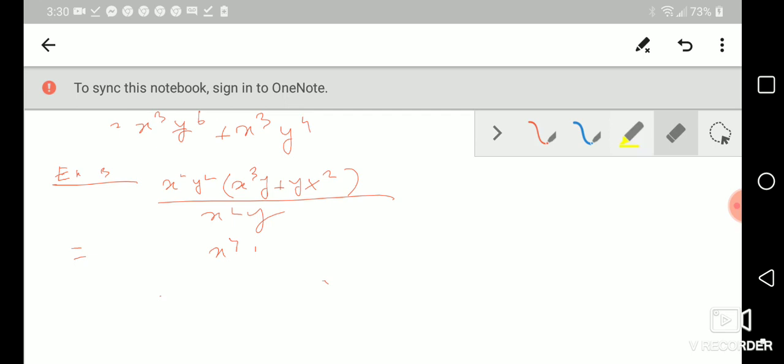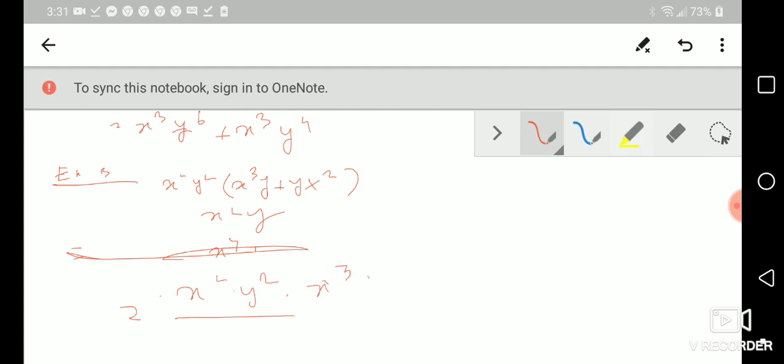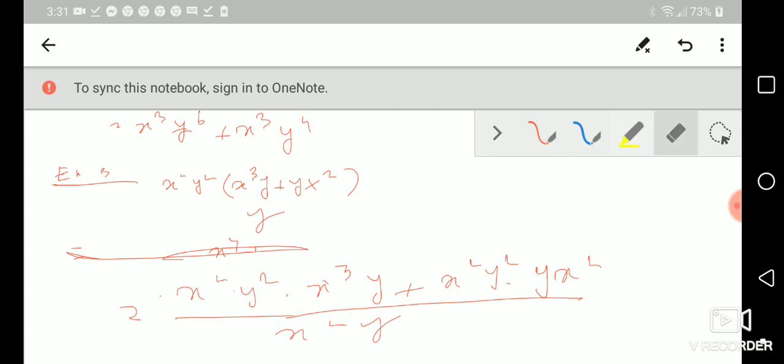Okay, there is something going on here which I don't know what's going on. So we'll just cross out this line and start from here. So x^2y^2 · x^3y plus x^2y^2 · yx^2, and at the bottom we have x^2y. Sorry about that, I don't know why it wasn't working. I'll try one more time, but it still does the same thing, so I'll just leave it as it is.